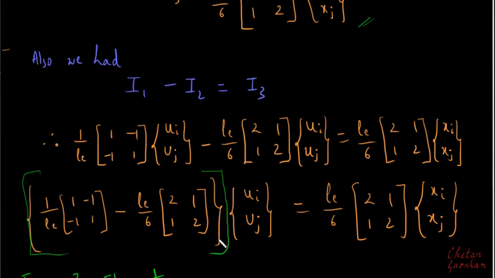Now if you look carefully, I can write this quantity as a K matrix. This quantity I can write as a delta matrix, and this I can write as an f matrix, that is a force matrix. And this is nothing but the familiar equation, Hooke's law, right? Force is equal to stiffness times displacement.